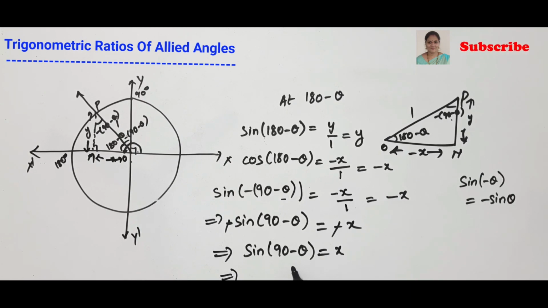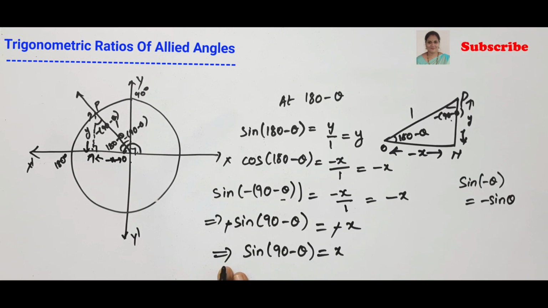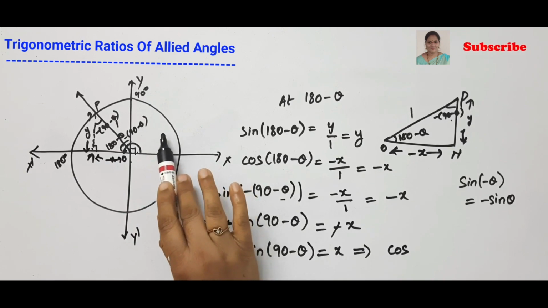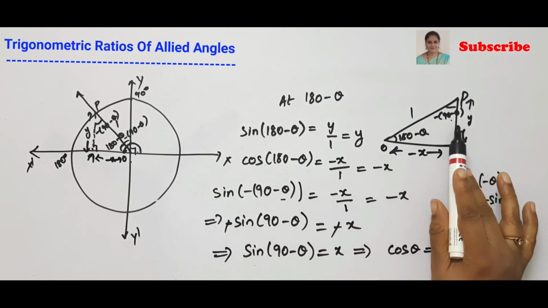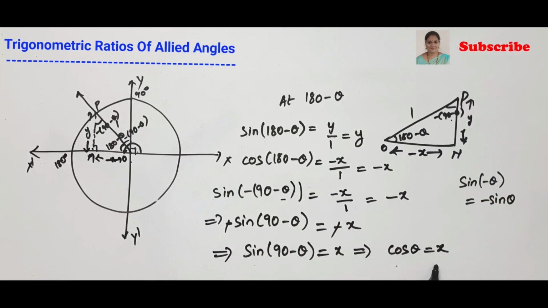We have calculated, is it not, that sine of 90 minus theta, 90 minus theta means sine changes to cos. So it will be cos. And 90 minus theta means it is first quadrant, so it will be positive. So cos theta equals x. So at angle 90 minus theta, we got cos theta is equal to x.